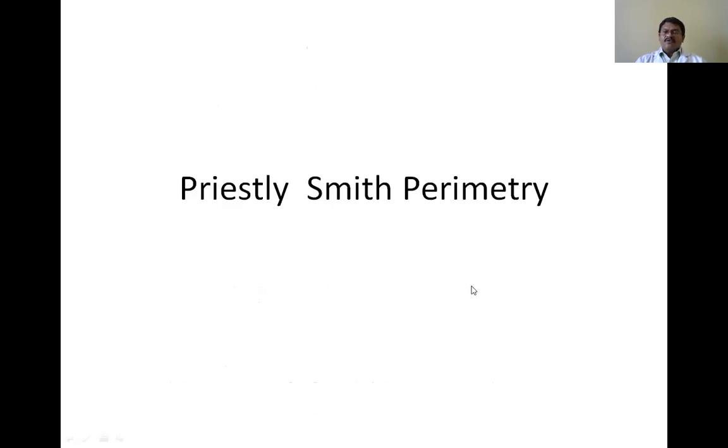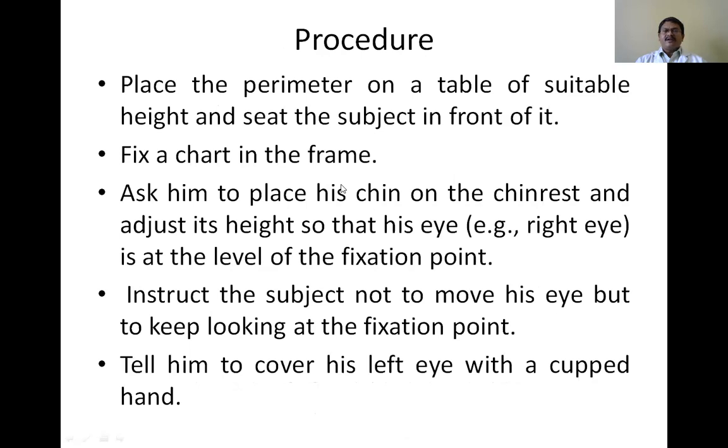What is the procedure for Priestley Smith perimetry? Place the perimeter on the table at a suitable height. Seat the subject so that he is sitting comfortably. Fix the chart in the frame. Ask him to place his chin on the chin rest and adjust the height of the eye so that he is able to fix at the fixation point. His visual axis should be fixed at the fixation point. Instruct the subject not to move his eyes and to keep looking at the fixation point.